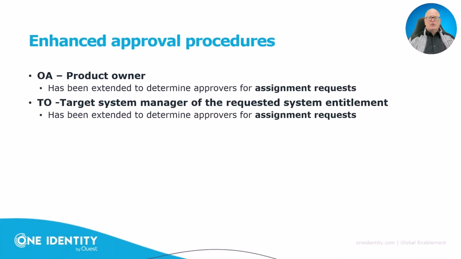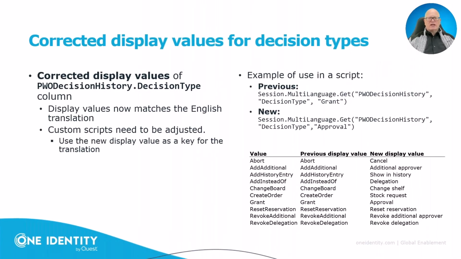On the other hand, we have two enhanced approval procedures. First of all, the product owner was enhanced. They now determine approvers as well for assignment requests. And the same happens to the target system managers of the requested system entitlements. And as well in the request section, we are talking about some properties which are renamed from a language perspective. The same thing as before.